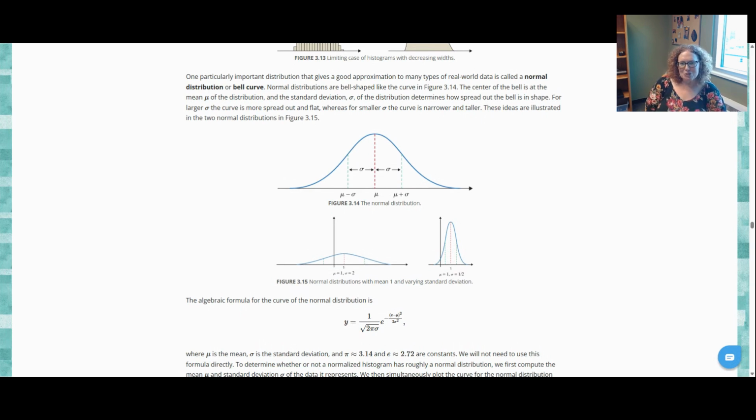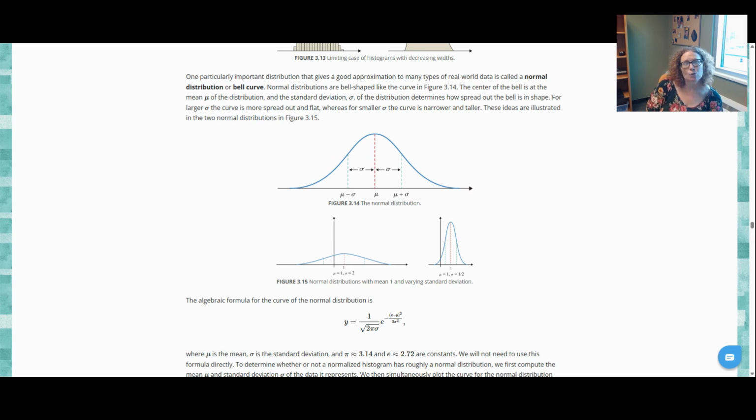So we want to have a good approximation of the data. We're going to call it, again, the normal distribution or the bell curve. Normal distributions are bell-shaped, like in 3.4, as you see below. The center of the bell, that center point and usually the highest point, is the mean. Remember, we talked about the mean. It's the average, right? The average. And the standard deviation.